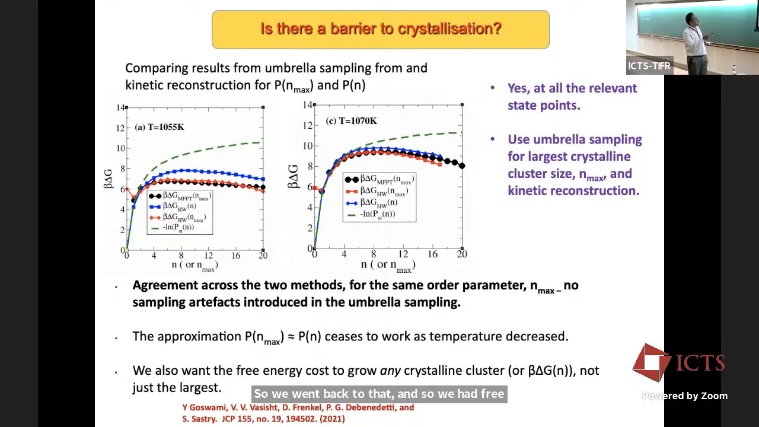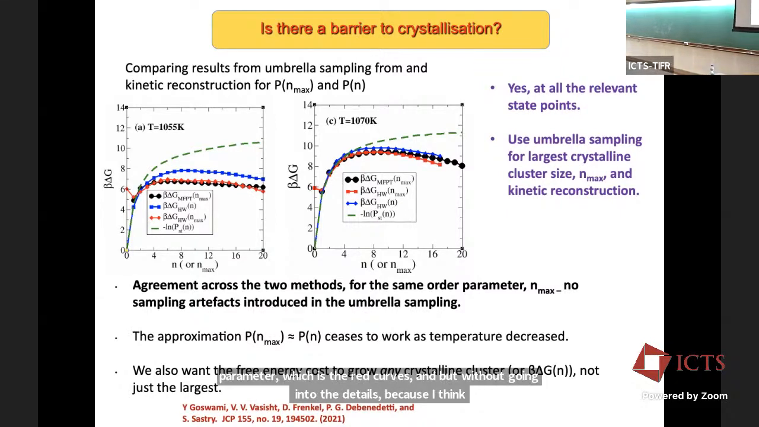free energy profiles. It's a little bit busy, so let me just walk you through it. So the black dots are the free energy curves as a function of the size of the largest crystalline cluster, which is also the order parameter in this mean first passage way of doing the calculation. And we did umbrella sampling with the same order parameter, which is the red curves. But without going into the details, because I think, whoa, okay, not so good. I think I'm running out of time.